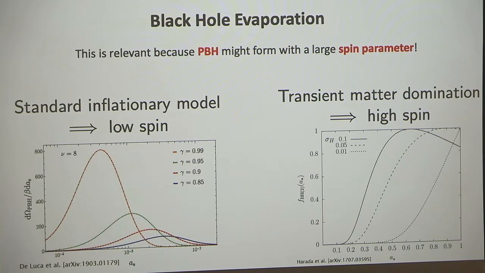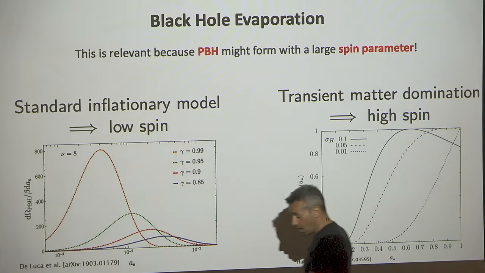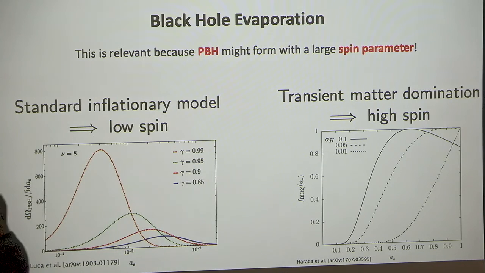Cool. So why is this relevant? Well, because later today, we're going to talk about primordial black holes. And primordial black holes, depending on how they form, can be either non-spinning at all or basically maximally spinning, or very close to extremal. And as a mnemonic, when black holes form during radiation domination, in the standard inflationary picture, they tend to not spin very much at all.